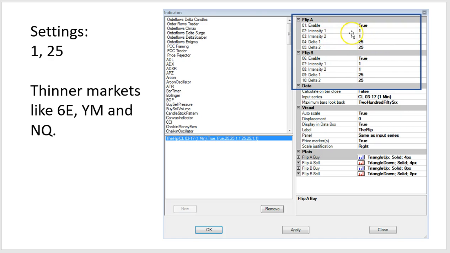Intensity 1, intensity 2, keep them 1 and 1, 25 and 25. That's for settings of 1 and 25, and flip B would be the exact same.